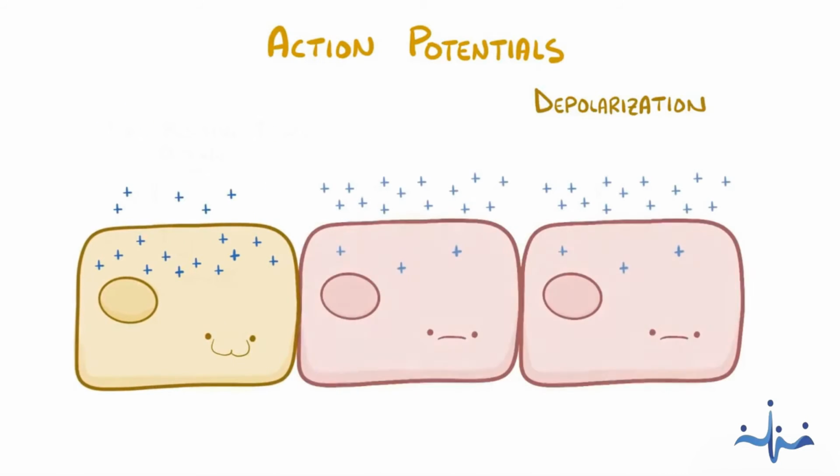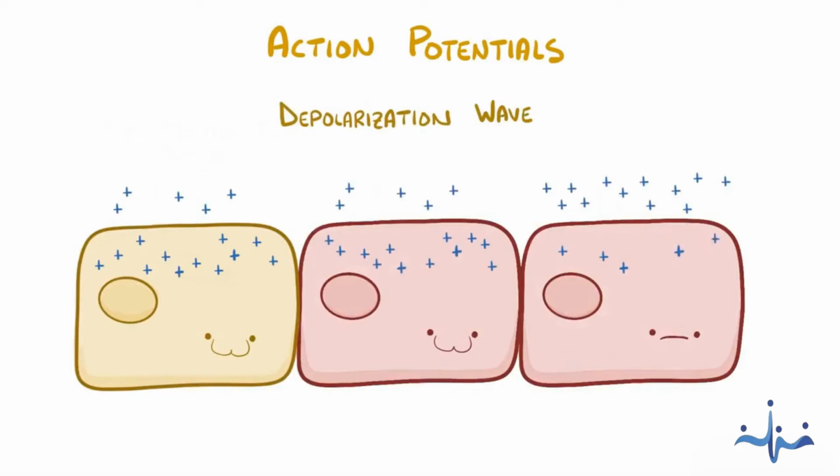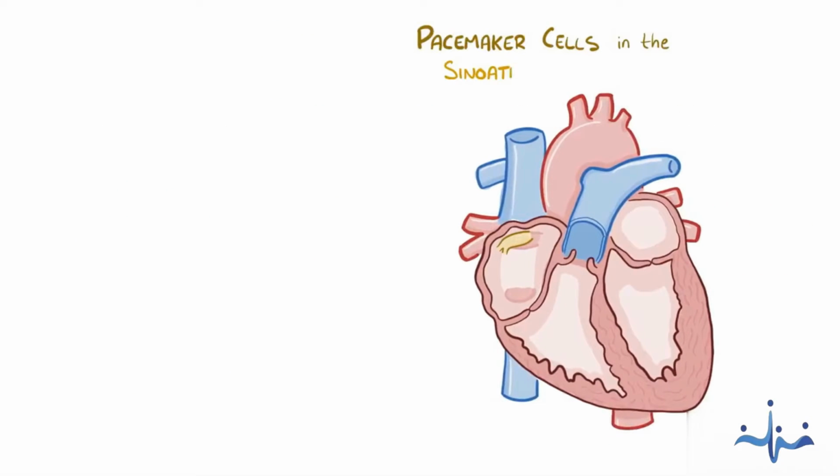If one cell after another depolarizes, then there's a depolarization wave, which is just like a crowd of people doing the wave at a football stadium. So there are a group of pacemaker cells in the sinoatrial node, or SA node, which is a small sinus or cavity tucked up into the right atrium.